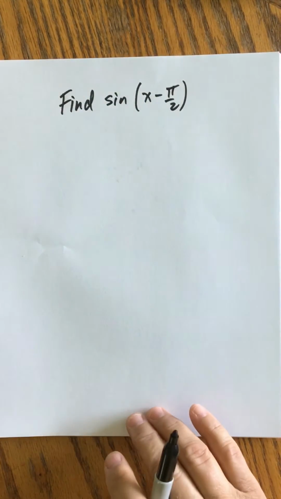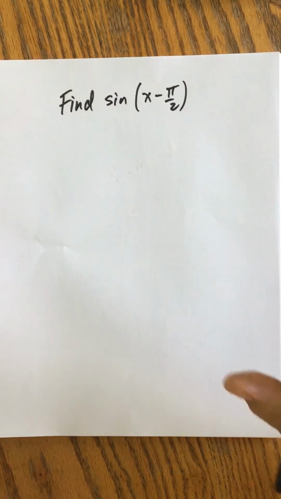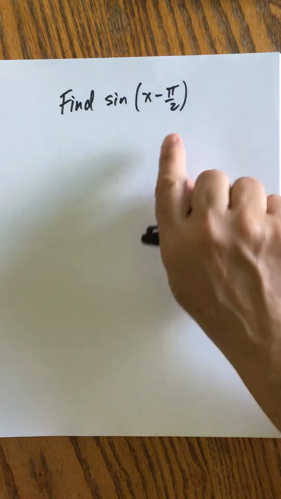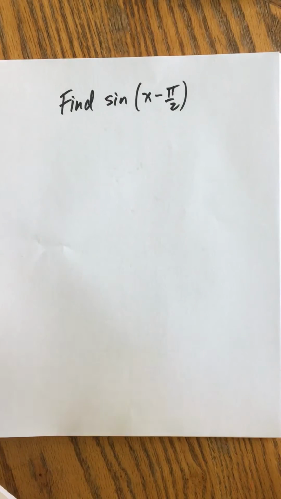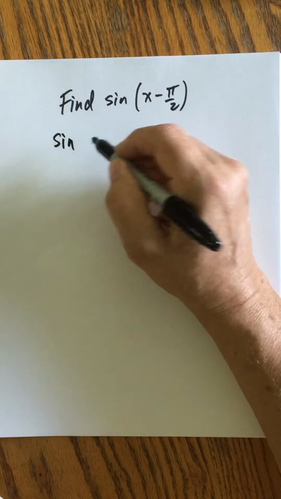Hello, so we're going to look at this particular problem, sine of x minus pi over 2. Now, I recognize this is really close to a co-function, except that in a co-function I would need to have it in the form of pi over 2 minus x. I would need these switched. So what I want to do is factor out a negative sign.